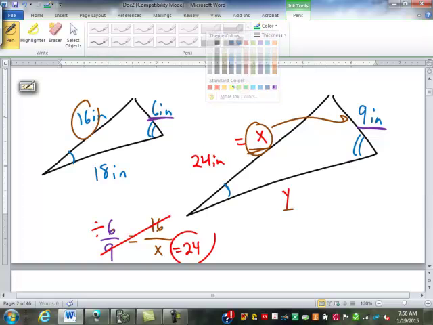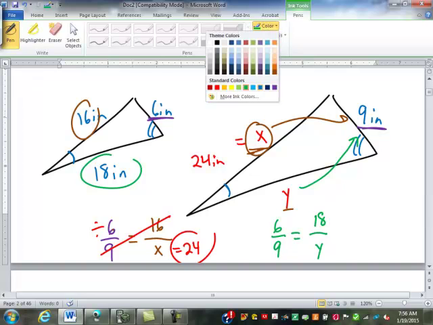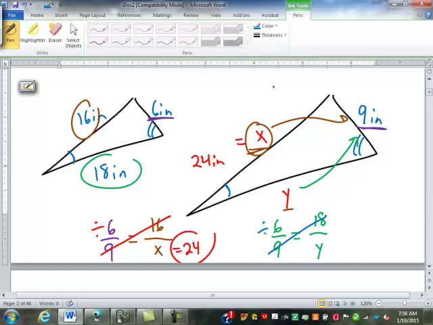And we'll do the exact same thing to find Y. We still have that 6 to 9. That relationship stays the same. Y still goes on bottom because it's still from the same triangle as the 9. And above it would be the 18. That's the side from the other triangle that relates to the Y. 9 times 18 divided by 6 is 27. So Y is 27 inches.